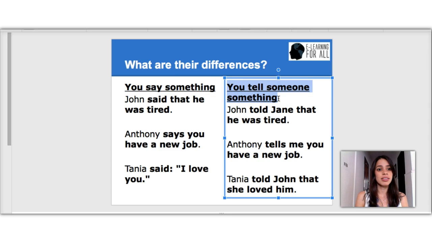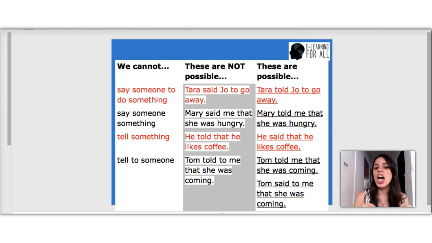All right? Perfect. Now I'm going to show you some things that we cannot say or that we cannot tell, okay? And I'm gonna show you the correct forms. Ready? Okay.